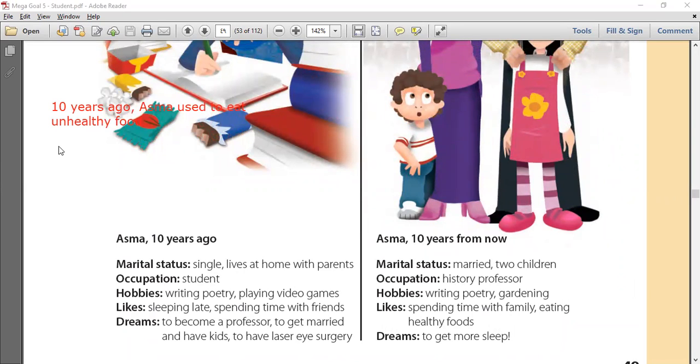Okay, number 2. Let's find another sentence. Teacher, can I answer? Yes, please, Limas. In 10 years, very good. Asma will have getting married. Asma will have getting what? Married. Gotten or getting? What do you think? Gotten or getting? Maybe it could be gotten. Gotten married.